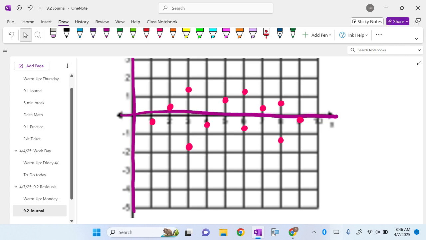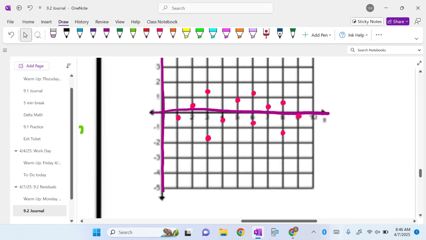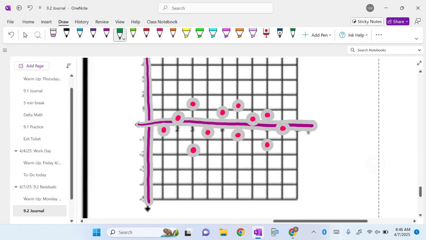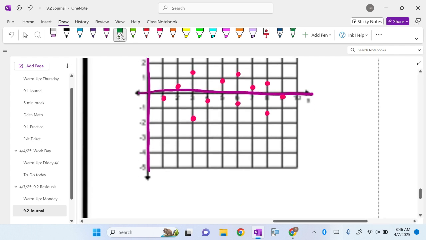What about how strong of a linear fit do you think this is? So is it fairly tight around the x-axis, or is it pretty loose? It's pretty tight. So this would be a what type of linear fit? It would be a strong linear fit. So this would be a strong linear fit.